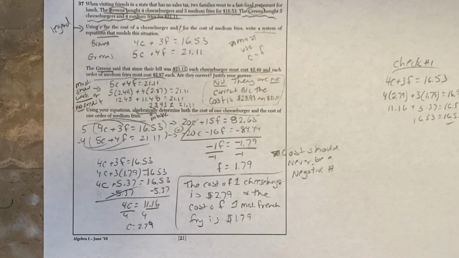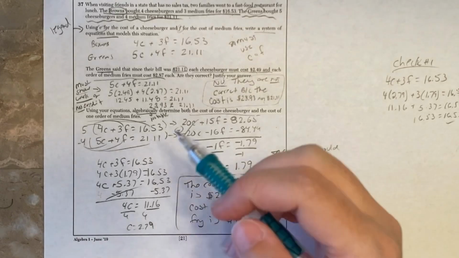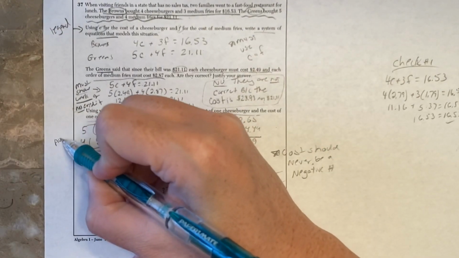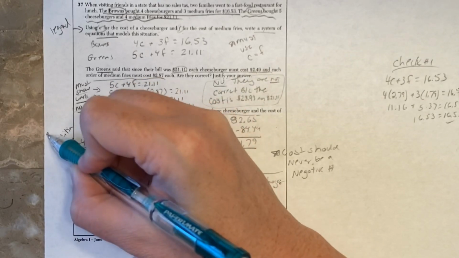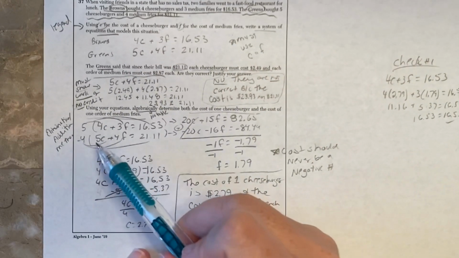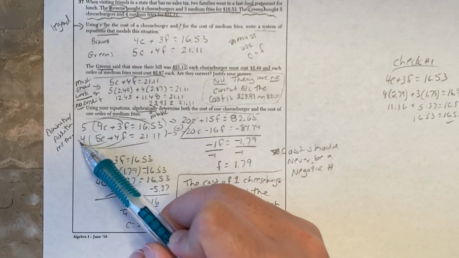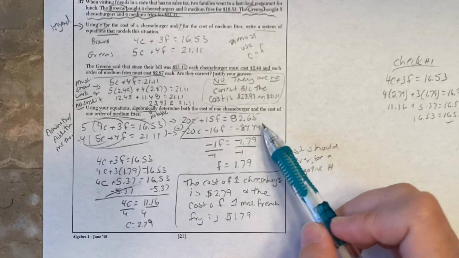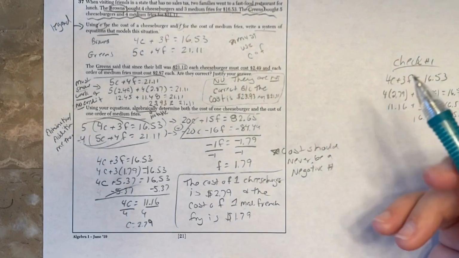Using your equations, algebraically determine both the cost of 1 cheeseburger and the cost of 1 medium fry. All right, so we want to use the addition method. The addition method, high school also calls it elimination. So elimination, addition method. You bring this coefficient up, you bring this coefficient down, but put the negative. You get these two equations. When you combine like terms, you get negative 1F equals negative 1.79.